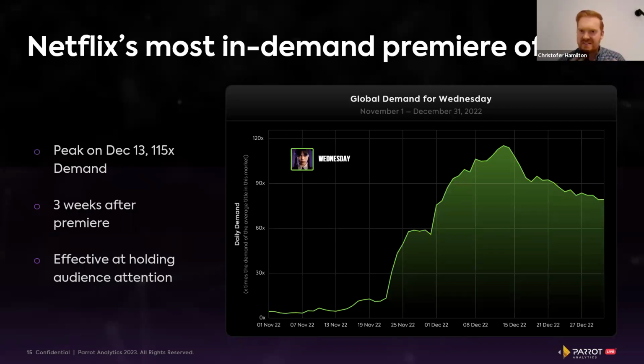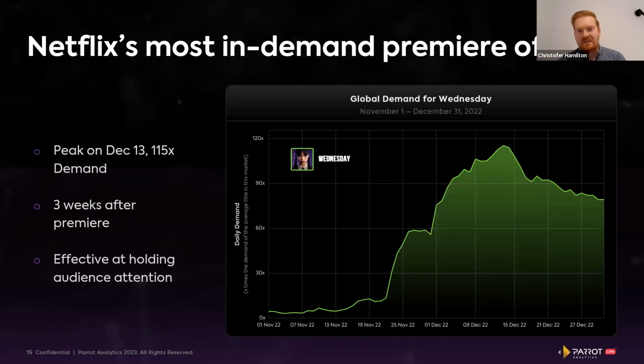So in contrast to other Netflix all-at-once binge release series, where we see a quick spike and then a drop-off, Wednesday was able to really grow audience attention over those first few weeks, only peaking 3 weeks in. What does that mean? That means that it was really effective at holding audience attention across those first couple of weeks. And you can contrast that with the pattern we see with some of Netflix's other binge release series, where there's a quick spike and a drop-off.